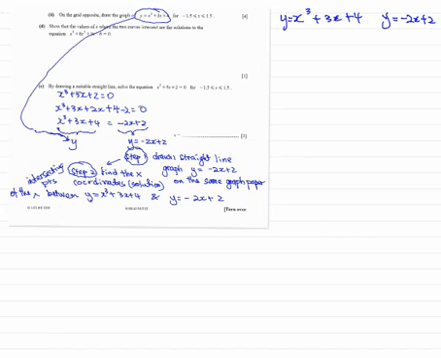Now, let's look at this question here. Let's say there are two graphs: y equals x cubed plus 3x plus 4, which is cubic, and another graph which is linear, y equals minus 2x plus 2. If I want to find the intersecting point between this graph and this graph, what would you do?